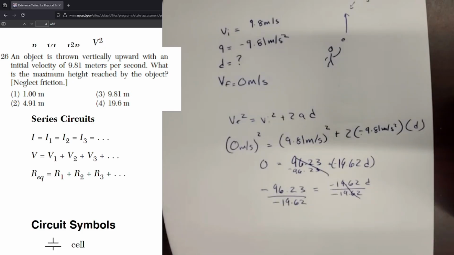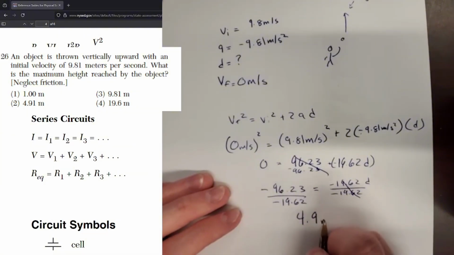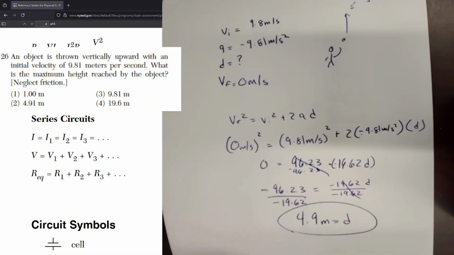We want to get d alone, so we divide by 19.62. And let's see what that is. 96.23 divided by 19.62. You get 4.9. 4.9 meters because it's a distance. So is that one of our options? Let's see. That would be option 2. There you go, 4.91 meters.